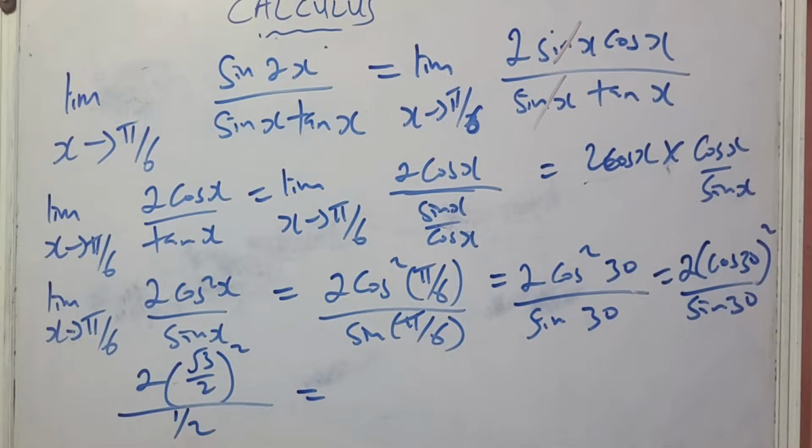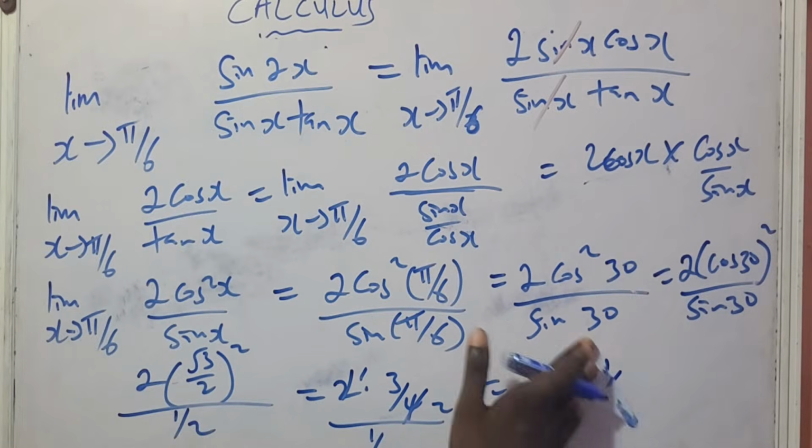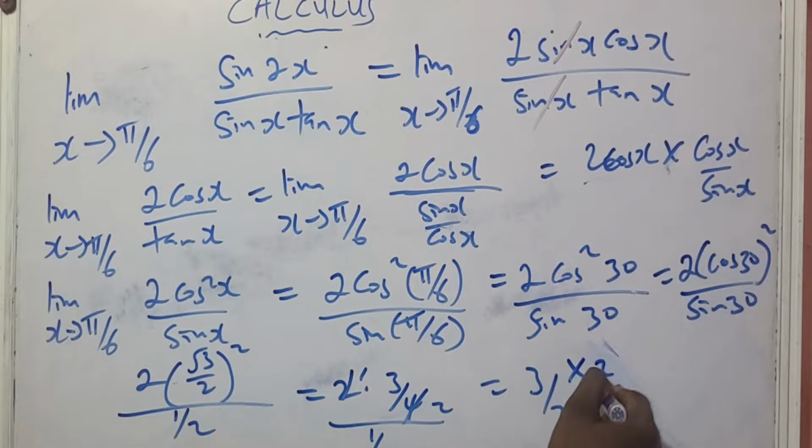So if I go on to try and solve this, of course, this would be 2 multiplied by root 3 over 2 over 1 over 2. That's 3 over 2 divided by 1 over 2. That'll be 3 over 2 times 2 over 1. This cancels this. That will be 3. I'm sure you guys can see that. This is 1 over 2 right here.